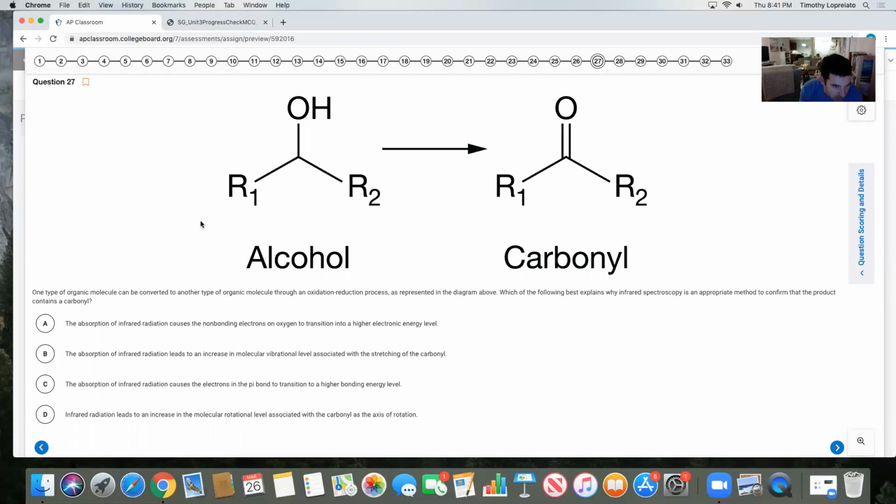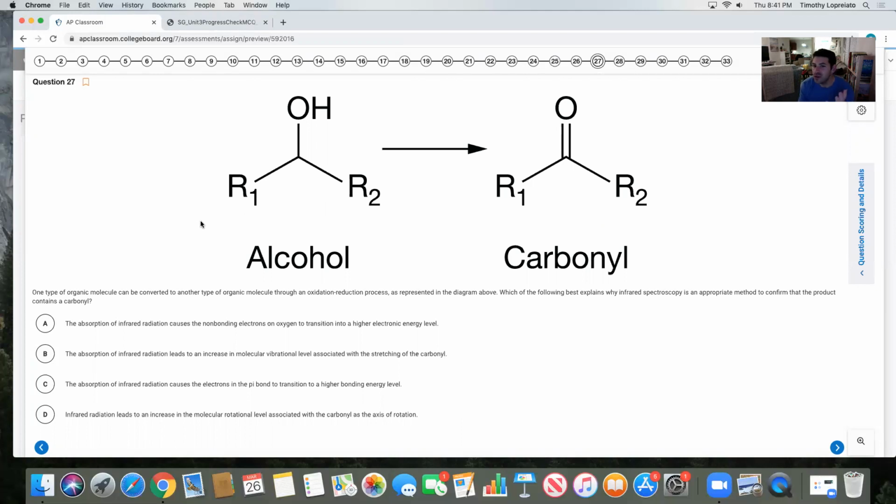One type of organic molecule can be converted into another type of organic molecule through an oxidation reduction process, as represented in the diagram above. Which of the following best explains why infrared spectroscopy is an appropriate method to confirm that the product contains a carbonyl?